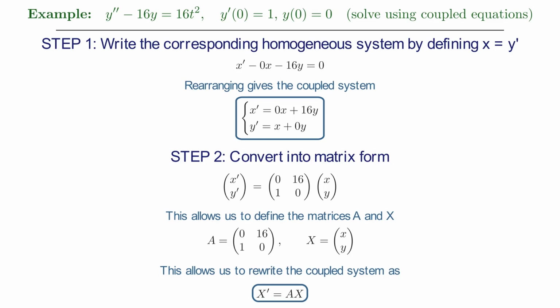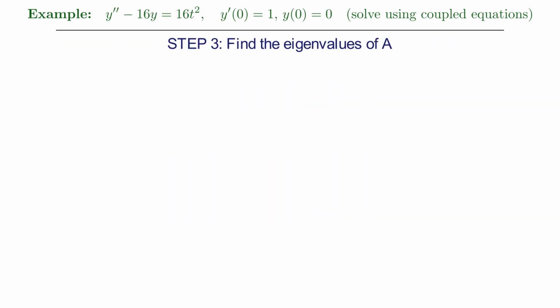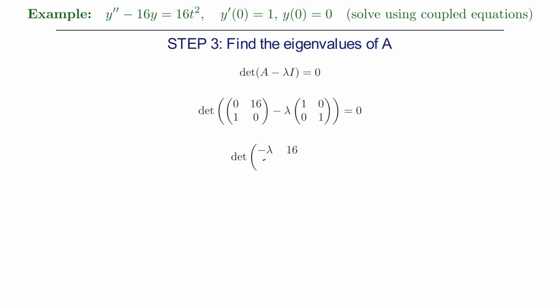So once we've written this system in matrix form, we then want to find the eigenvalues of A. To do this, we solve the equation determinant of A - λI = 0. A is our coefficients matrix, λ are the eigenvalues to be found, and I is the identity matrix [1, 0; 0, 1]. So performing the scalar multiplication of λ with the identity matrix and then subtracting, we get the determinant of [-λ, 16; 1, -λ] is equal to 0.